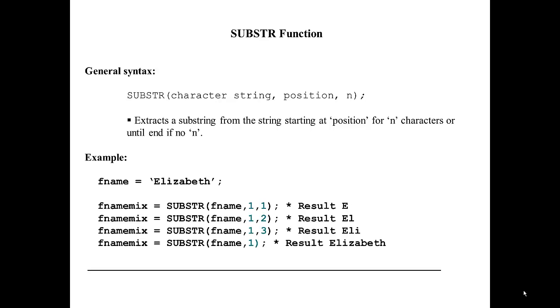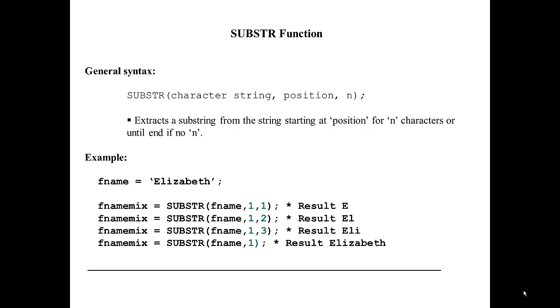So the general syntax of this function, you would say SUBSTR and then the variable name for the character string, the position, and n for the number of characters that you want to pull off of that string. So here I'm taking the example, let's say the fname equals Elizabeth. So if we have fname_mix equals SUBSTR(fname, 1, 1), the result is going to be that we're just pulling off the letter E.